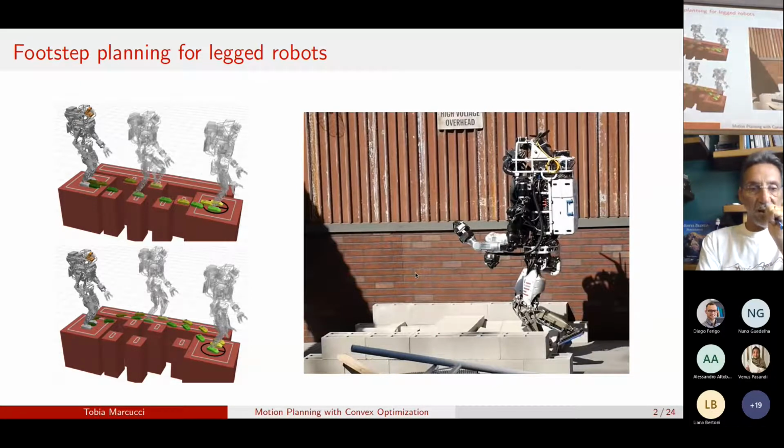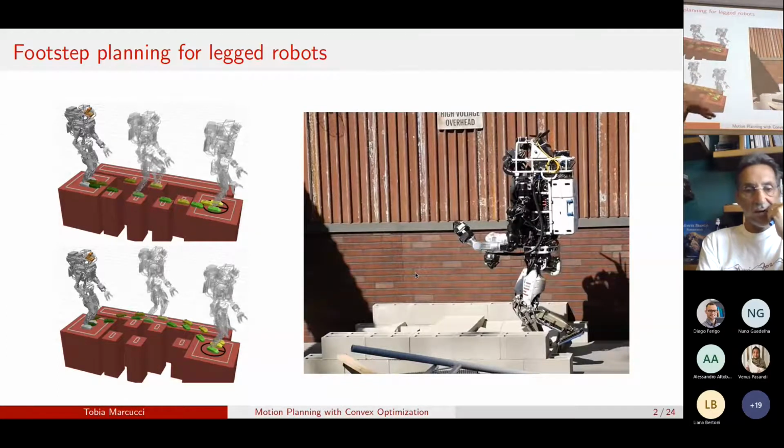The talk today will be about motion planning problems, or more in general, decision-making problems involving discrete and continuous decisions. In my lab, we have been working on this kind of problem for years, at this point almost 10 years. I will start with a few examples of how this mix of discrete and continuous decision-making arises in robotics.